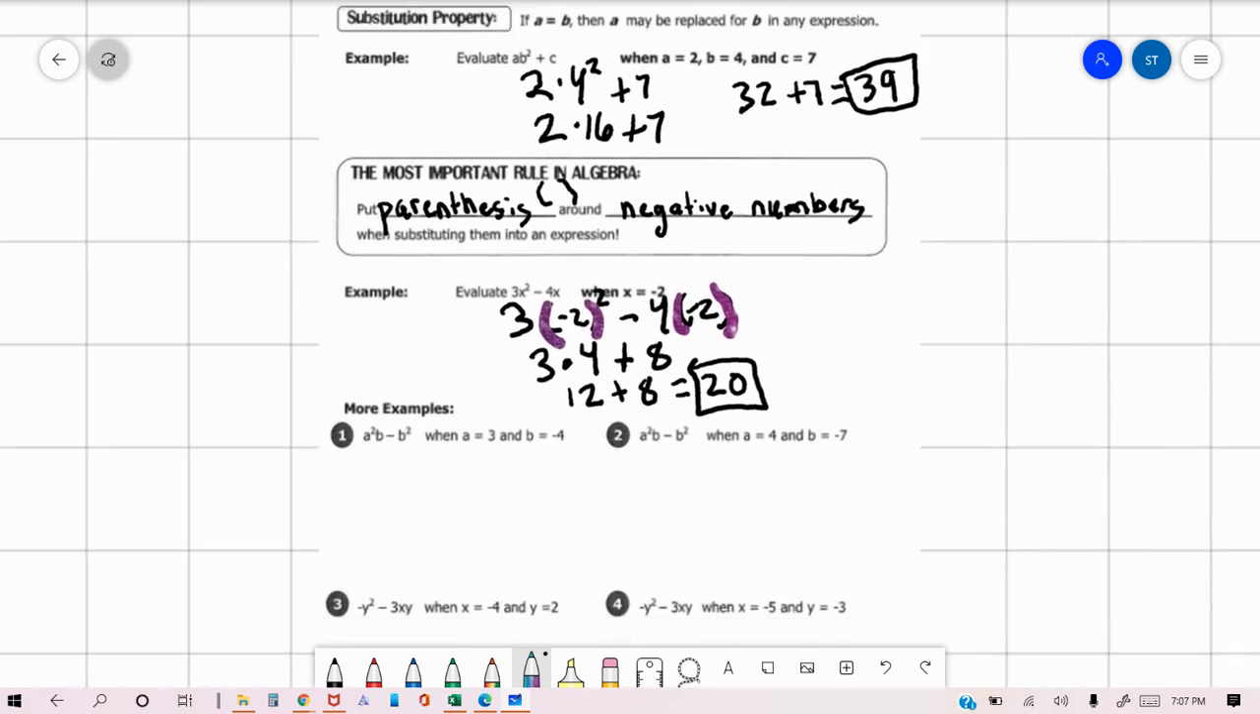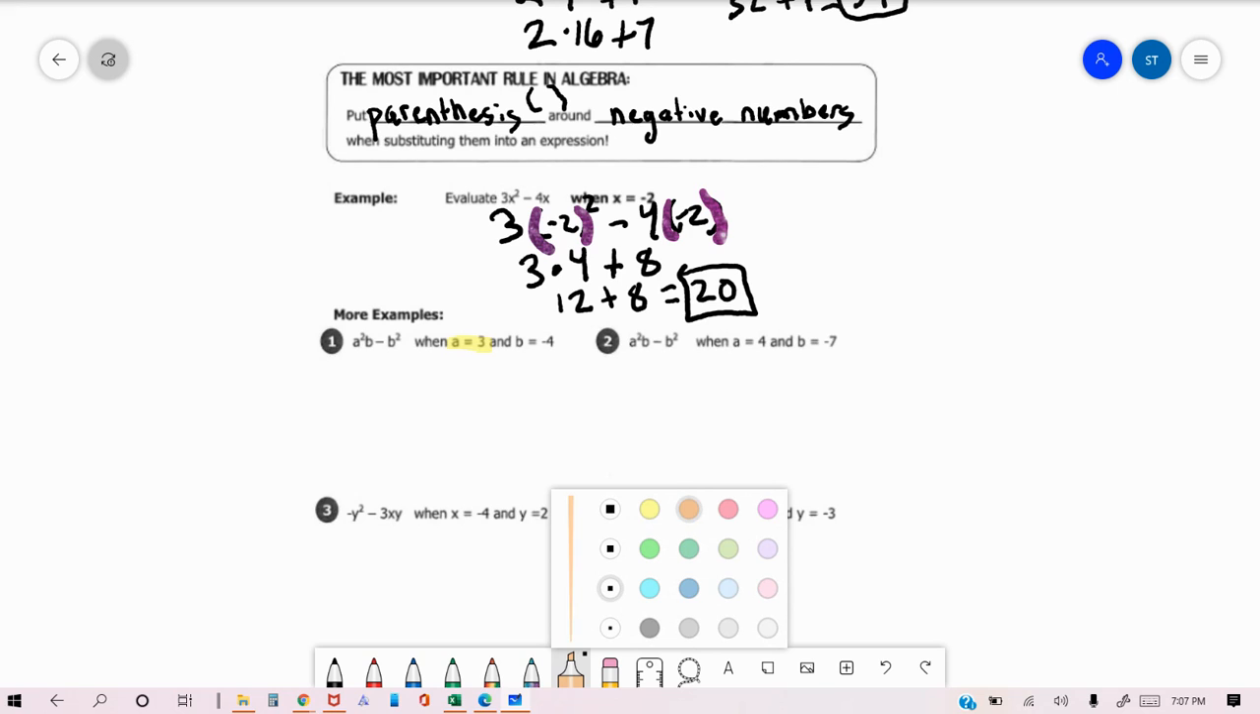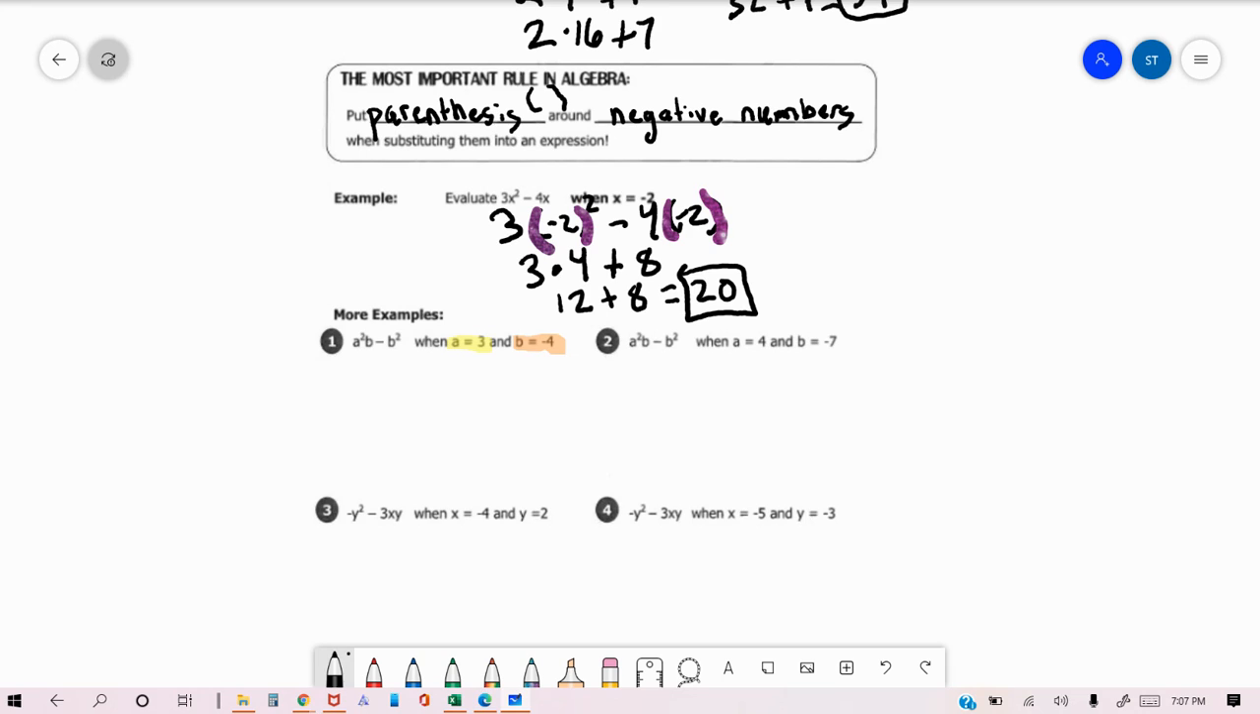Okay, so let's scroll down the page a little bit. We're going to do these last 4 together before we go on to some guided practice. So A is going to be 3 and B is going to be negative 4 in this problem. So 3 squared times negative 4 minus negative 4 squared.